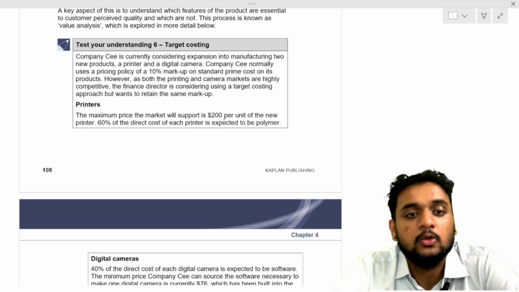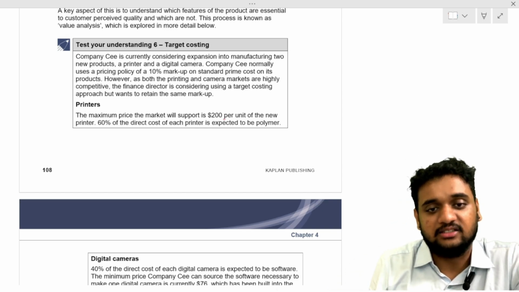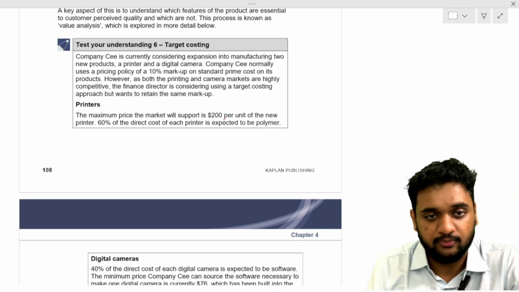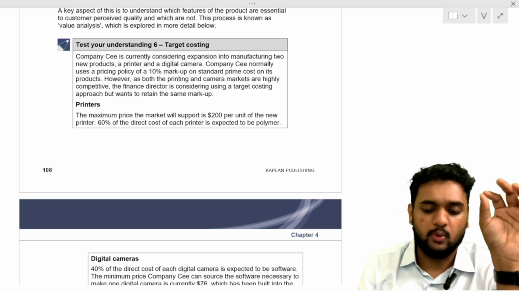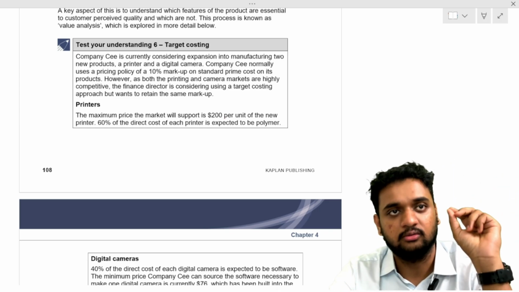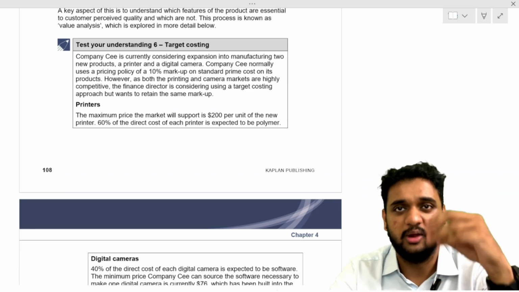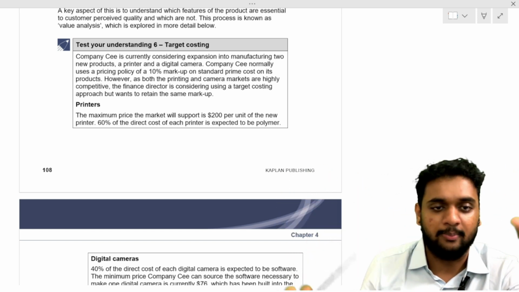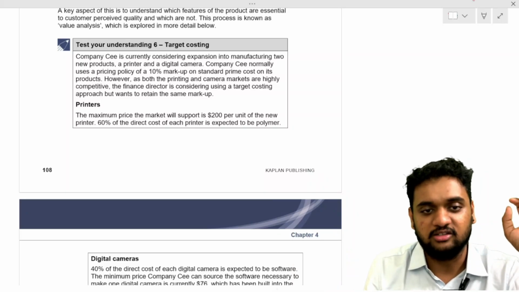Listen very carefully. Company C is currently considering expansion into manufacturing two products, a printer and a digital camera. What are the 2 products? When reading the question, you have to know the story of the question. When you go to the next part of the question, you will be able to visualize the story, so try to build a story in your head. Two products, printer and digital camera. Normally it uses the pricing policy of 10% markup on prime cost.